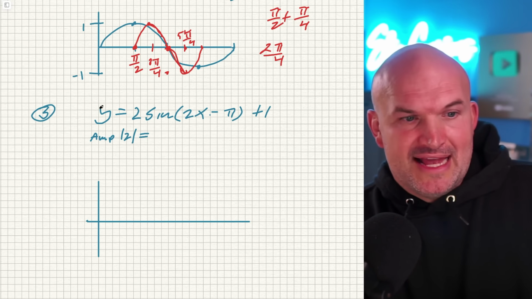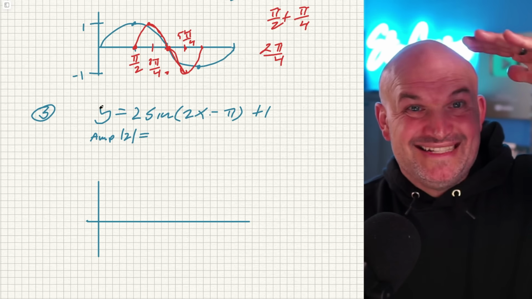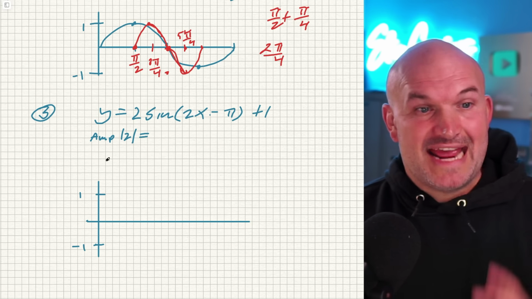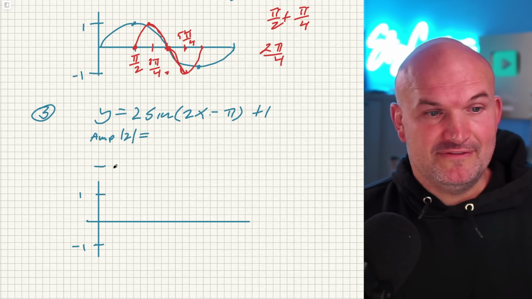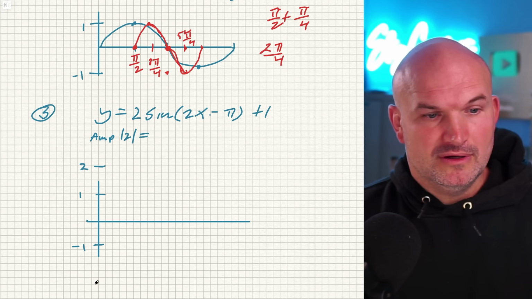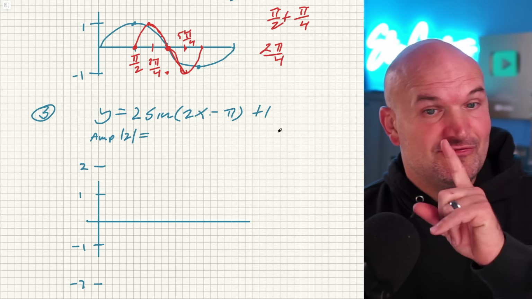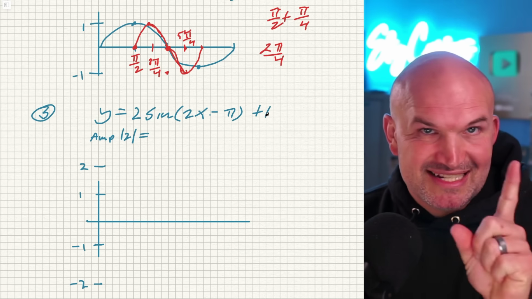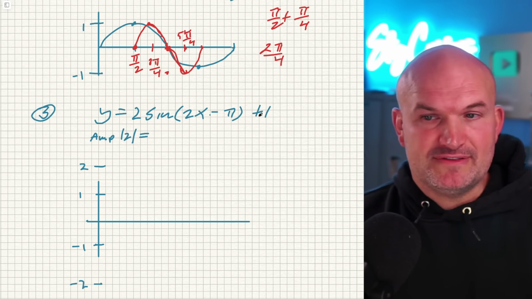And so what you can think about now is this graph is going to go up to 2 and down to -2, right? So if here is my 1 and here is my -1, this amplitude is now shifting this graph up to 2 or down to -2. Now, again, this is before I apply the transformation of the +1. But whenever I see a +1, that is a vertical shift up or down.